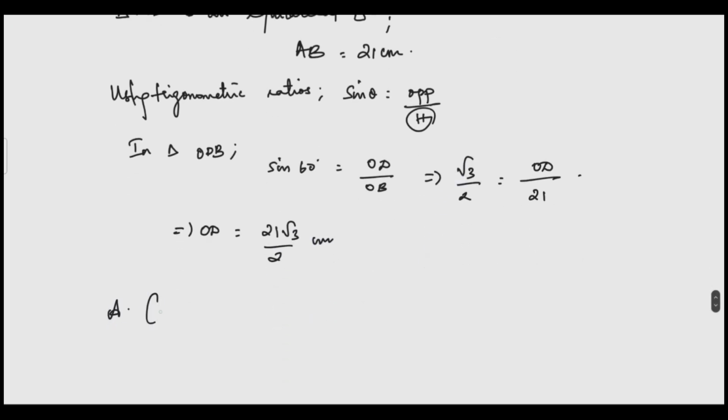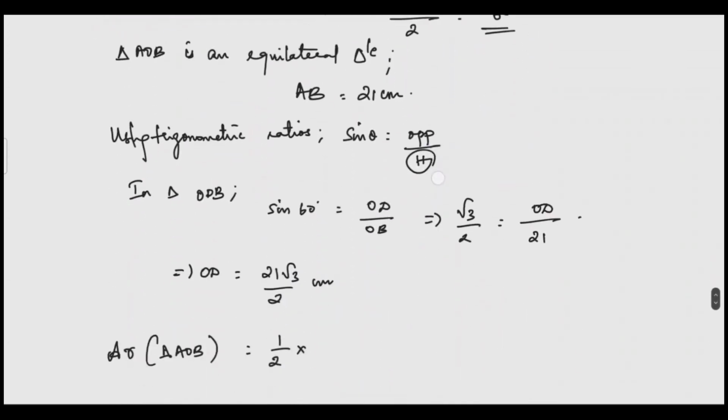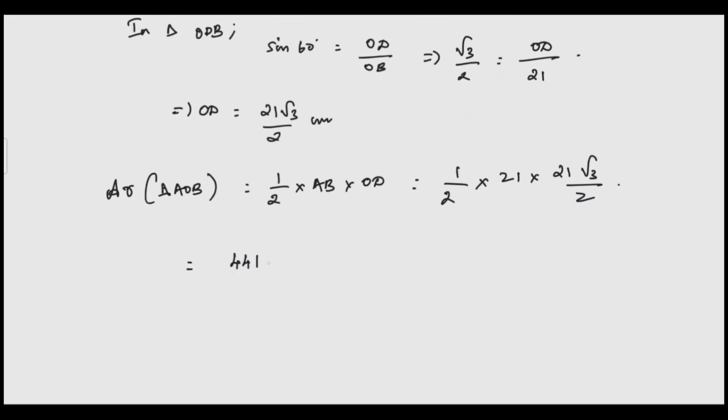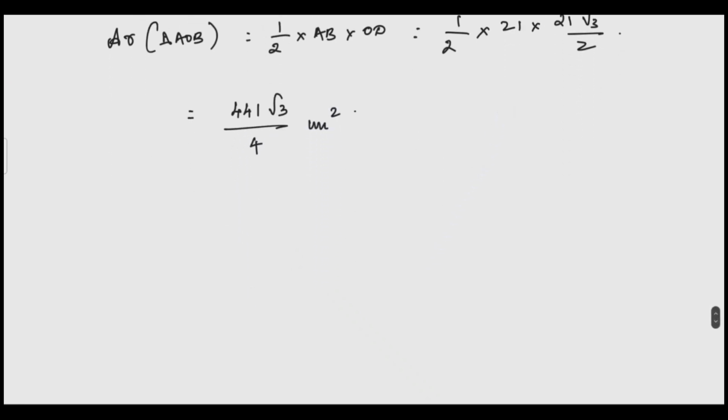Area of triangle AOB is equal to half into base into height. Base is AB and height is OD. Half into 21 into 21 root 3 by 2. We get 441 root 3 by 4 centimeter square as the area of triangle AOB. Area of segment is area of sector minus that of area of triangle AOB.